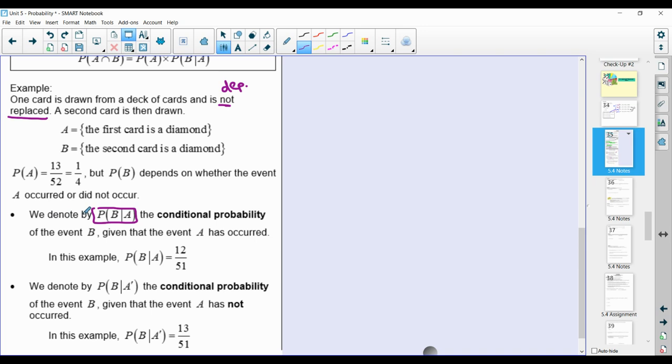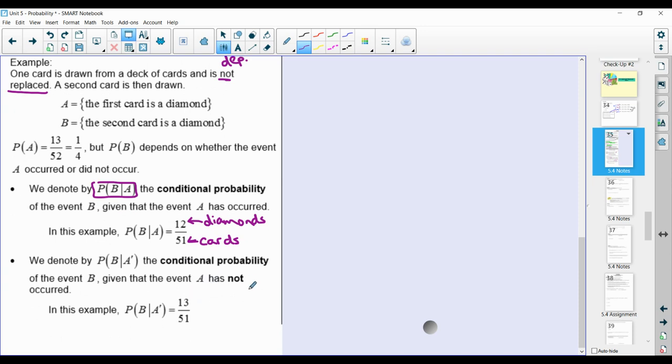And so it says we denote the probability of B given A, the conditional probability of the event B, given that the event A has occurred. And so in this case, the probability of B given A is 12 out of 51. So there are now 12 diamonds in the deck out of 51 cards, because there's now one less diamond in the deck and one less card in the deck.